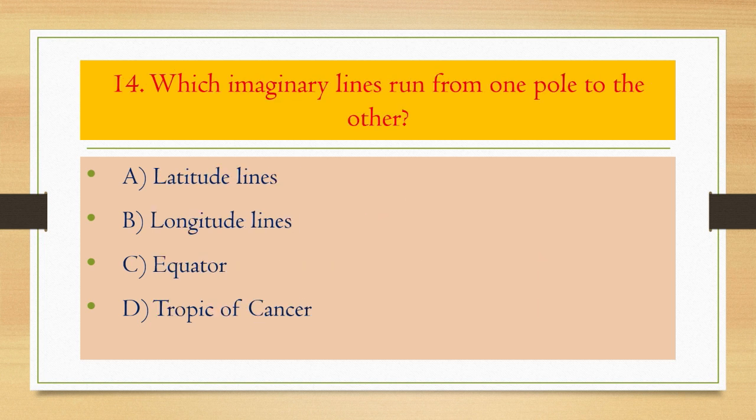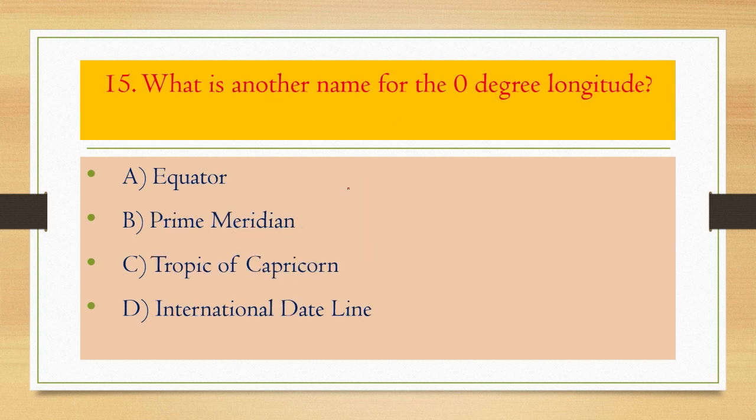And 14th question. Which imaginary lines run from one pole to the other? First one is the latitude, B is the longitude, C equator, D is the Tropic of Cancer. What is the question here? Which imaginary lines run from one pole to the other? Poles are two. One is the North Pole and the other is the South Pole. Longitudes are drawn from one pole to the other.